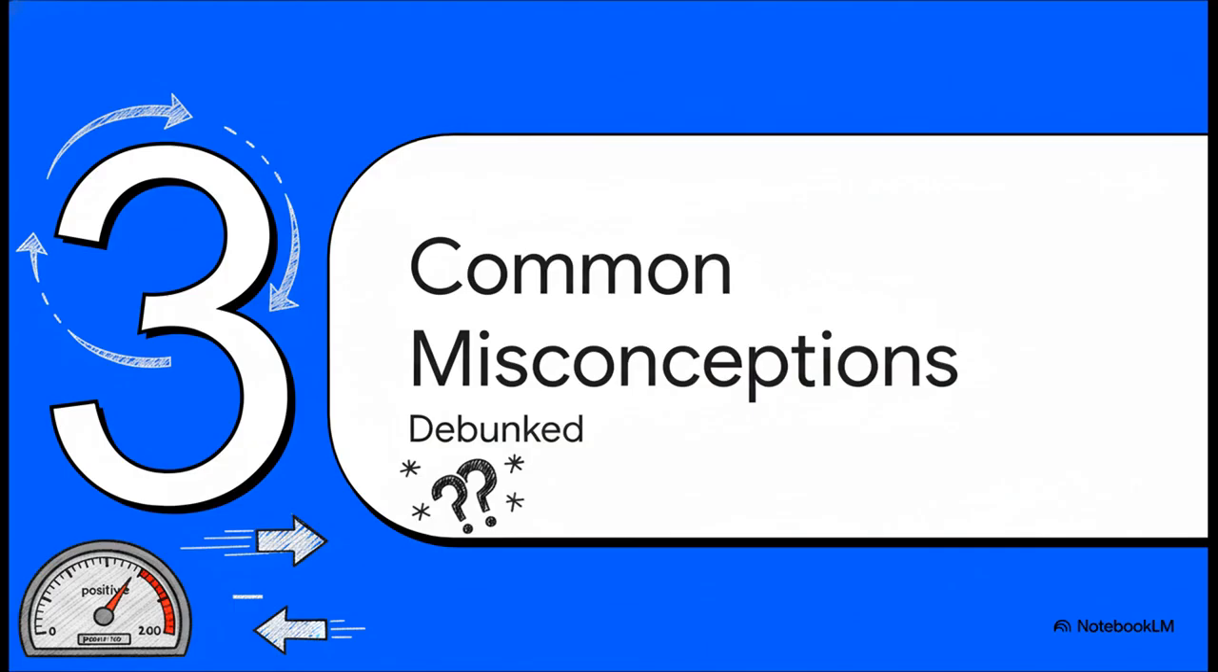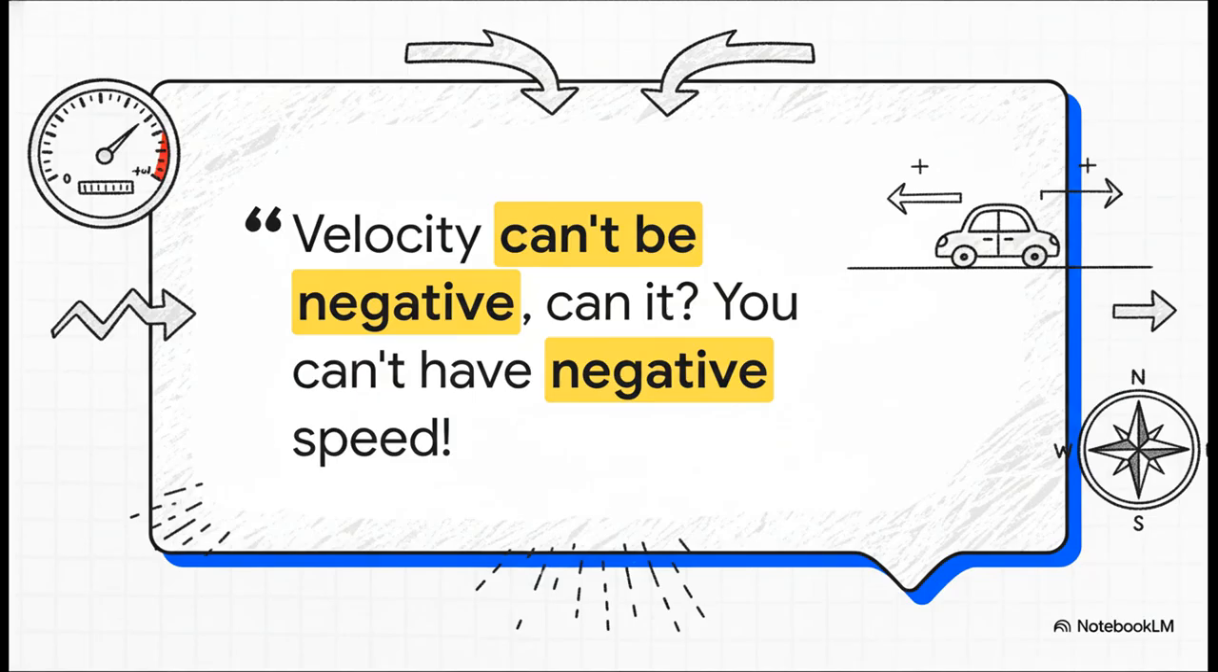So let's clear up a really common misconception. This one's a biggie. People think, wait, velocity can't be negative, can it? You can't have negative speed? And it makes sense why we think that. You look at a speedometer in a car, it only goes up from 0. So negative motion sounds impossible.